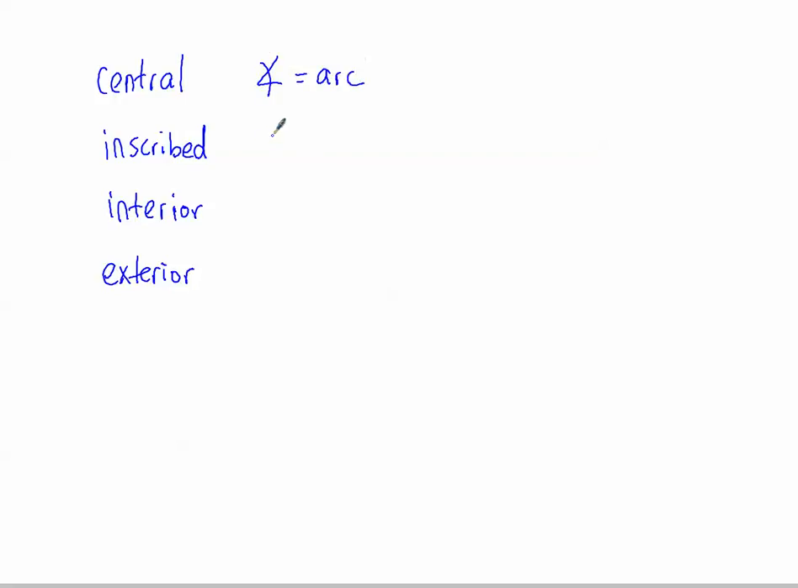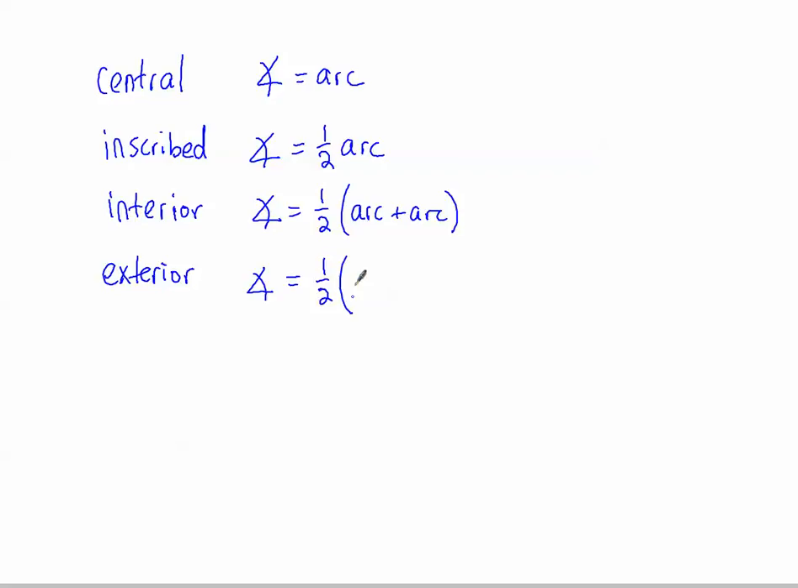Let's do a quick summary because we dealt with a lot of stuff here. Central, inscribed, interior, and exterior. 4 different types of angles. Central angle, the angle equals the arc. Inscribed angle, angle's half of the arc. Interior, angle is the average, half of arc plus arc. And exterior, angle is half of arc minus arc, where we always remember to subtract little from big, so we end up with a positive value.